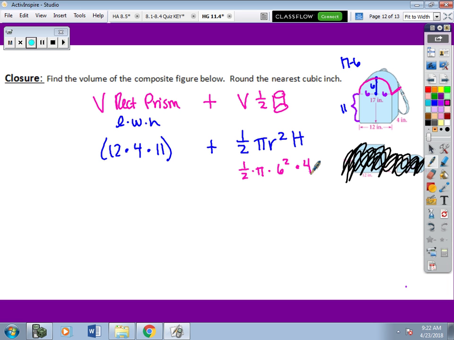And they do ask us to round to the nearest cubic inch, which means we will be plugging in our pi key, or 3.14. So who could round this to the nearest cubic inch, which means the nearest whole number? Using your calculator. Katie? Okay. And this would be cubic inches.